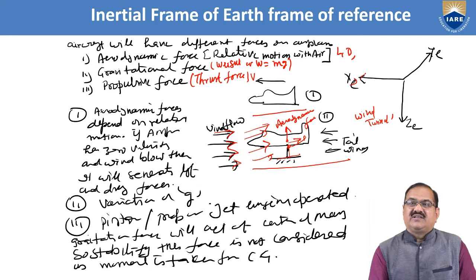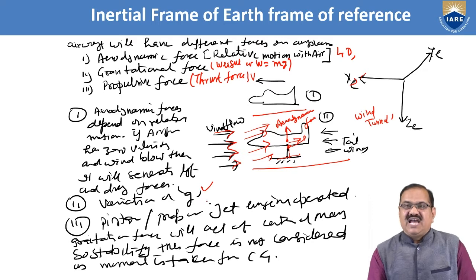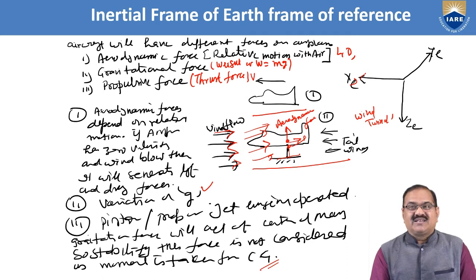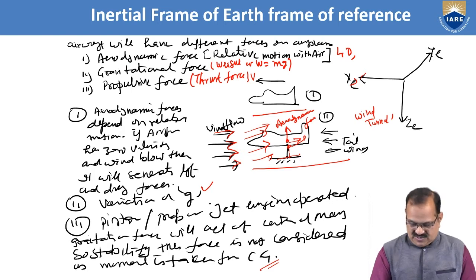And this gravitational force varies with g. It depends upon g, and the propulsive force will be developed by piston, propeller, jet engine, etc., and it will act on the center of mass. So for stability, these forces are not considered in the moment taken about the CG. Because all these forces are considered from the center of gravity, we are taking the moment from the center of gravity, so the other forces are not very prominent. But aerodynamic forces are very prominent.